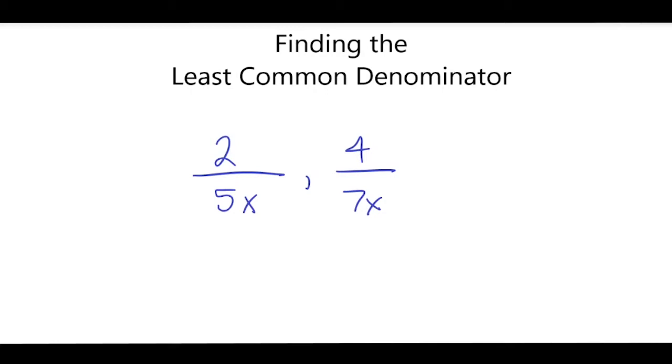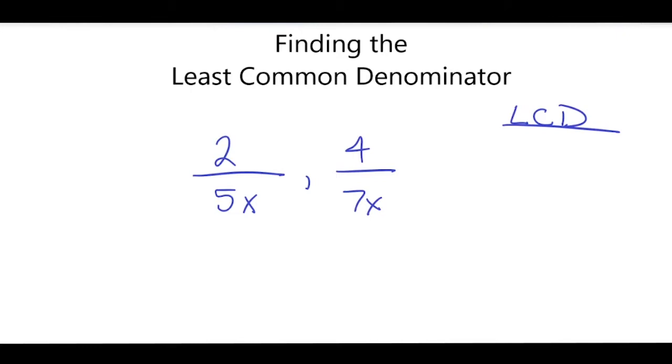Hello again. Today we are finding the least common denominator. Okay? So I have two fractions here. I have 2 over 5x and I have 4 over 7x. And I need to find the least common denominator, or the LCD. Alright? So to find the LCD, for each term, I need to have a prime factorization, okay?